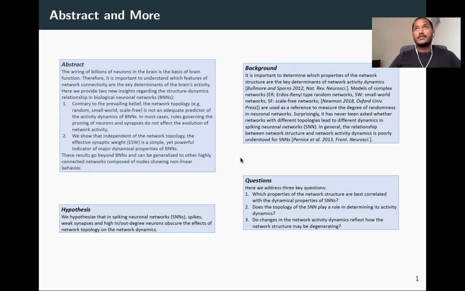The first one is, obviously, does topology leave its own signature on the activity dynamics? Two, if not, which other structural feature does better? And three, what are the effects of network degeneration on structure and dynamics?